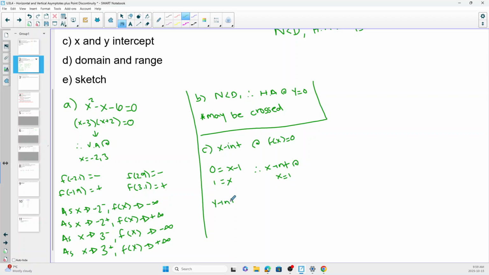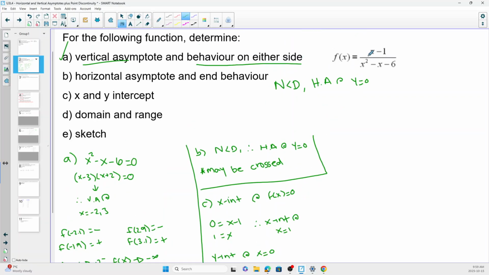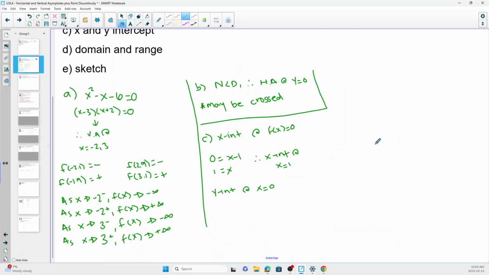And y-intercepts are when x equals 0. And remember what happens when we sub in 0 when we have variables. This becomes 0, this becomes 0, this becomes 0, and all we're left with is the quotient of the constants. So we're going to have a y-intercept at negative 1 over negative 6, which is just positive 1/6. We're going to have a y-intercept at.